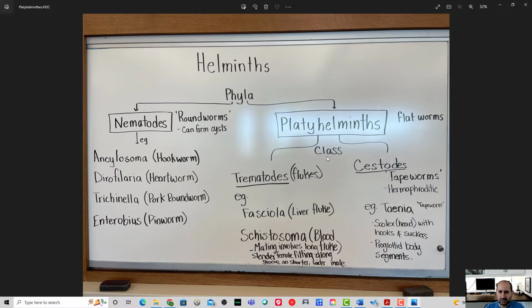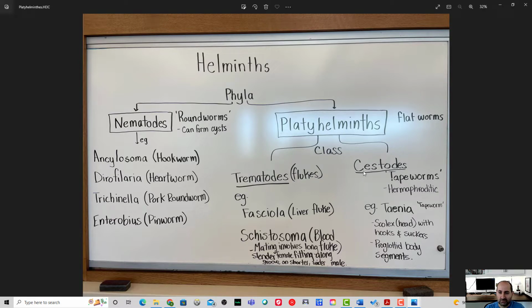With Platyhelminthes, there were two major classes to know about: trematodes, which are the flukes, and cestodes, which are the tapeworms. Let's start with trematodes, the flukes. The two major examples of flukes I wanted you to remember and be able to identify are Fasciola, the liver fluke, and Schistosoma, the blood fluke. With Schistosoma, remember, a lot of times we might show you the image of the mating between the slender female fitting along the groove on the shorter, wider male. I'll show you an image of that in a second.